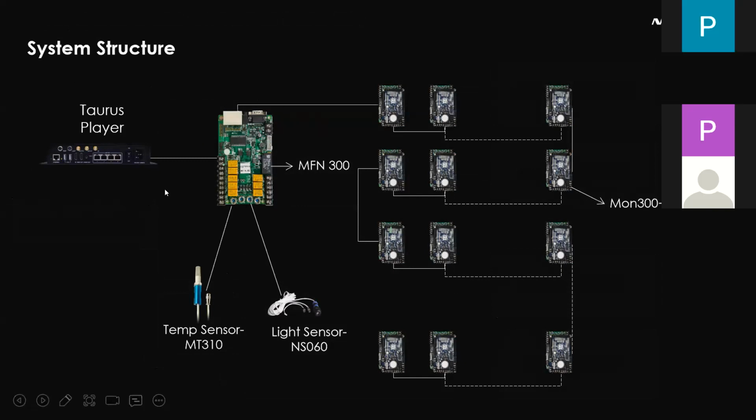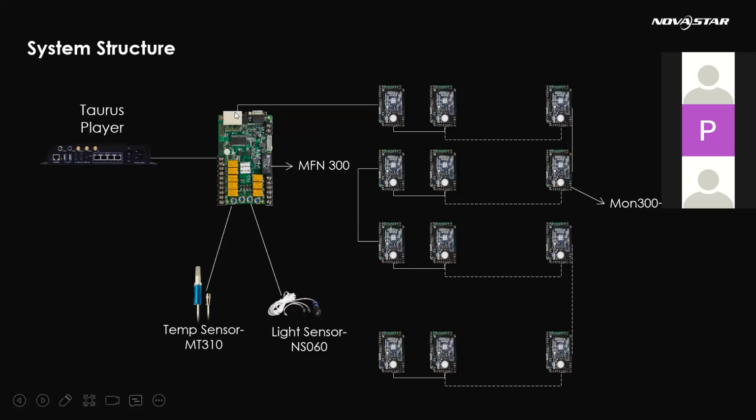Well, this is the connection. You can check it very clearly, right? This is the sensor interface. From the sensor interface, you can connect to the light sensor, and also you can connect to the temperature sensor. Actually, you can also connect to the audio out from MFN 300. It means you can connect a speaker directly. This is our MFN 300.